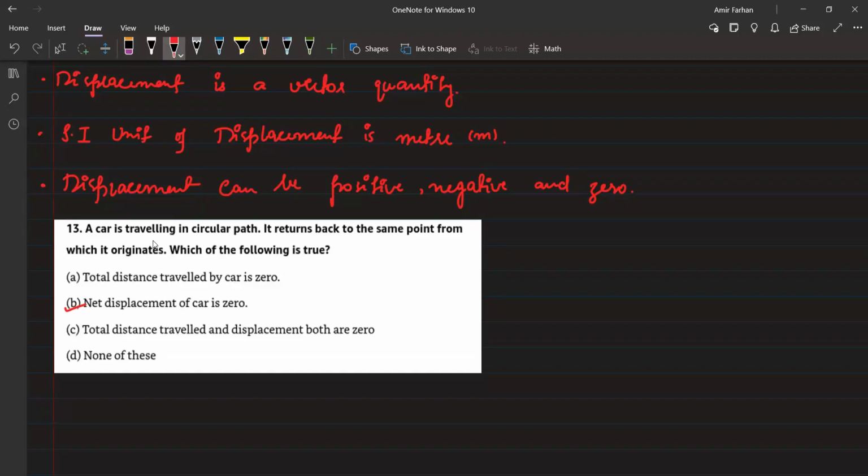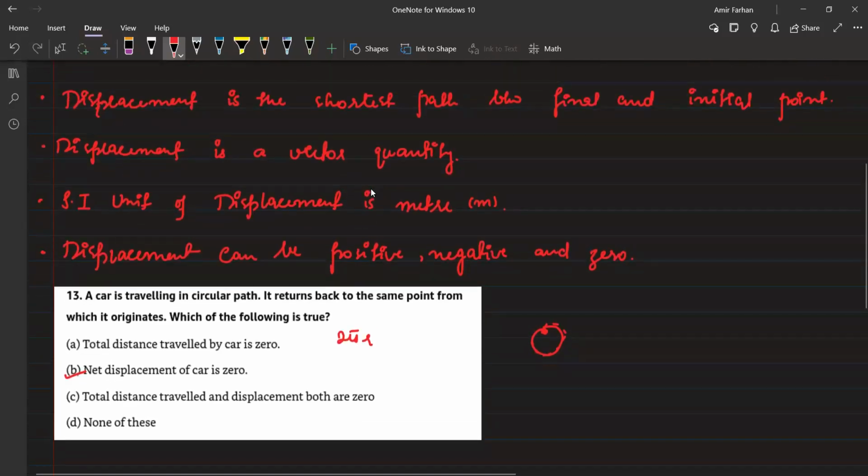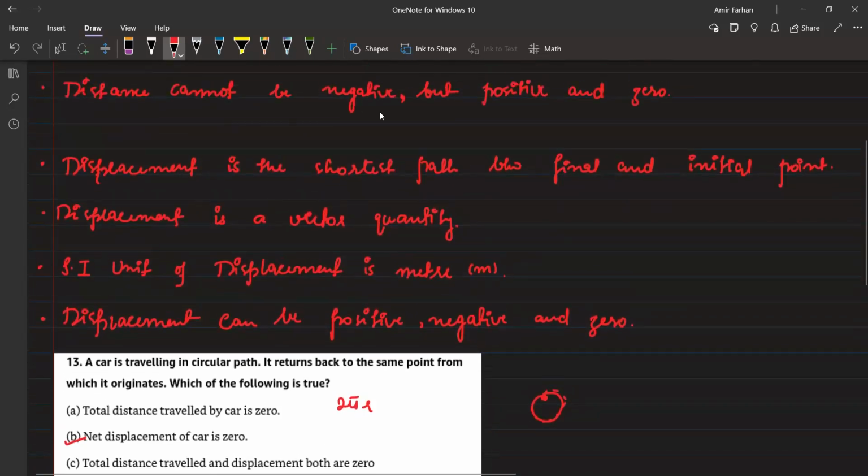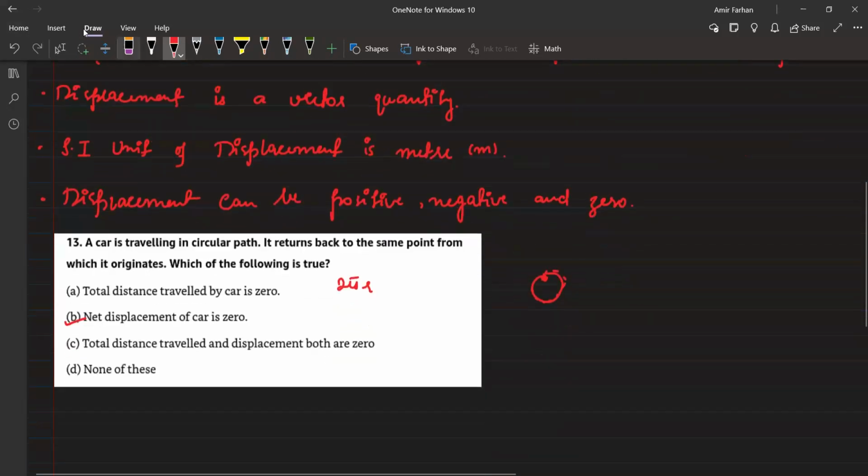Basically, why, dear? Because I've told you that if you have changed your position, it doesn't mean that your distance will be zero. It means that your distance will not be zero. If you are returning to the same point from which you have originated, your displacement can be zero, but the distance will be 2 pi r, because you have started from this point, and again you are starting from this point. So you have covered this path. So distance cannot be zero if you have moved from your position. I've written it down. So B is the correct answer. I hope you got my point, everybody.